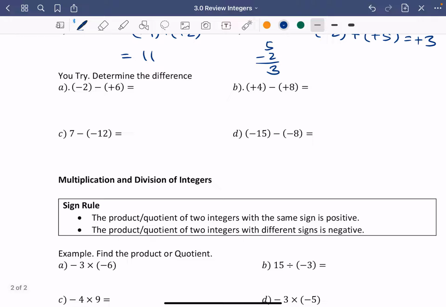Let me show you the answers for these 4 questions. For the first question, you should get -8. Second one, you should get -4. And then C, you should get +19. And D, you should get -7.